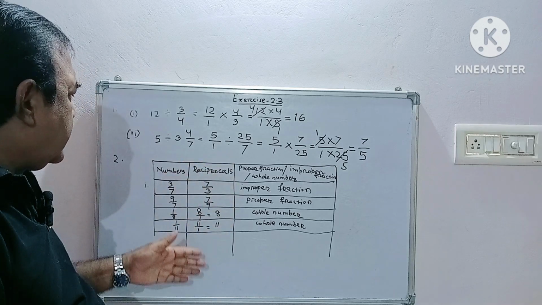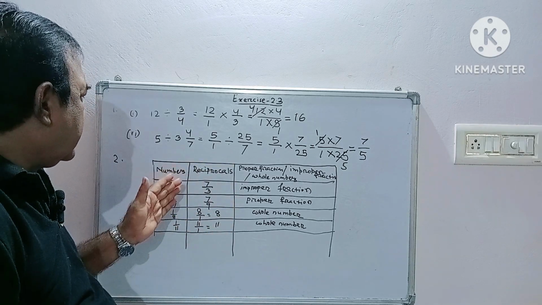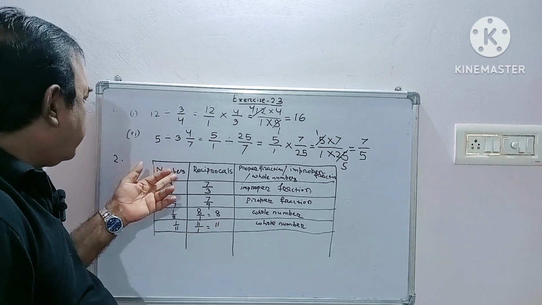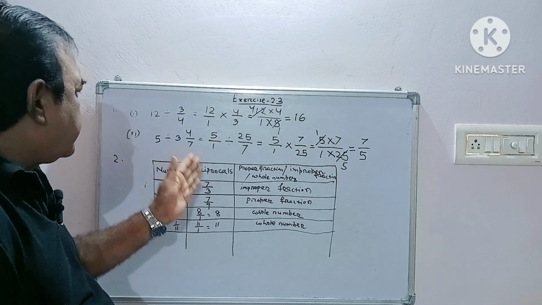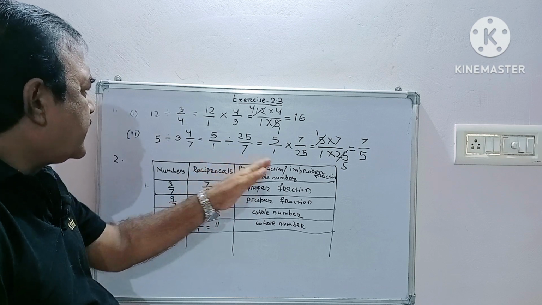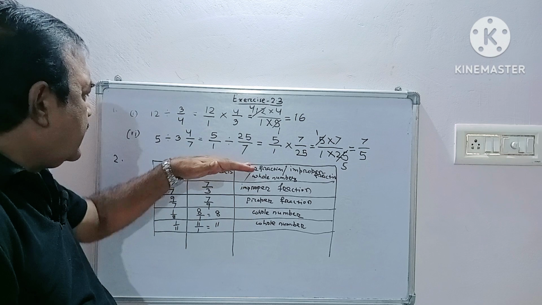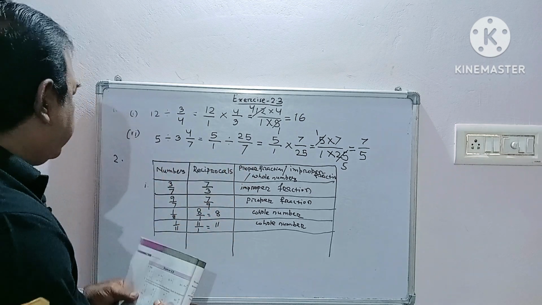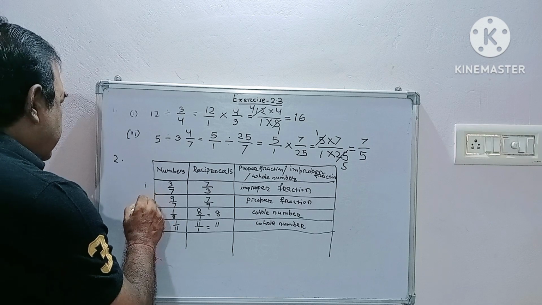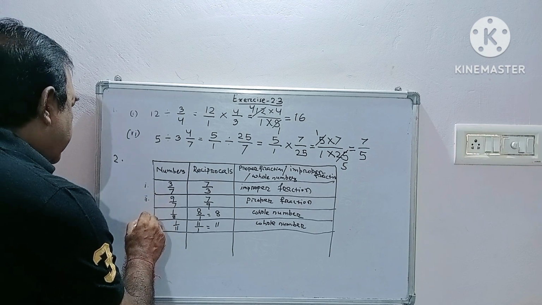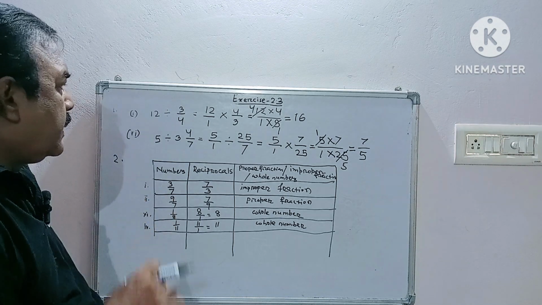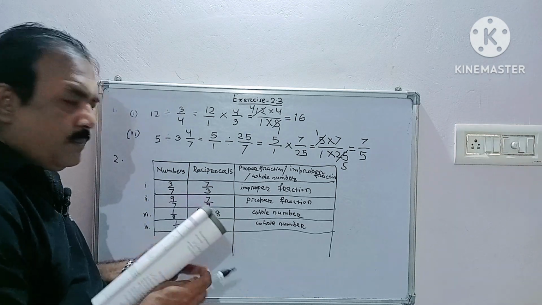So like this, you follow this format and draw a table like this. You place the numbers column, the reciprocals column, and in one column you put the headings: proper fraction, improper fraction, and whole numbers. Just like this, you proceed. You just do the numbering. So question number 2 is completed.